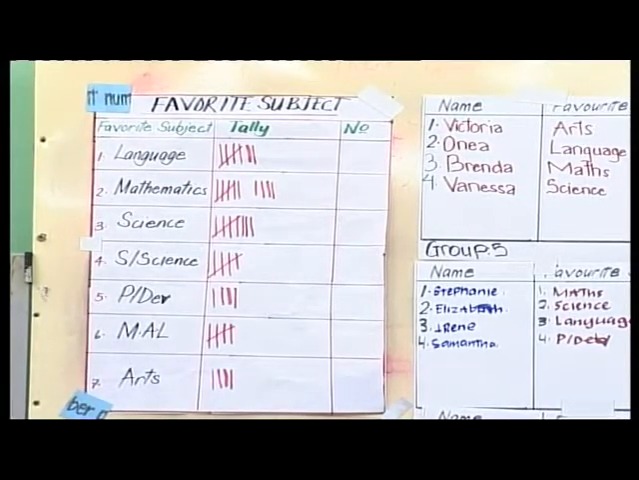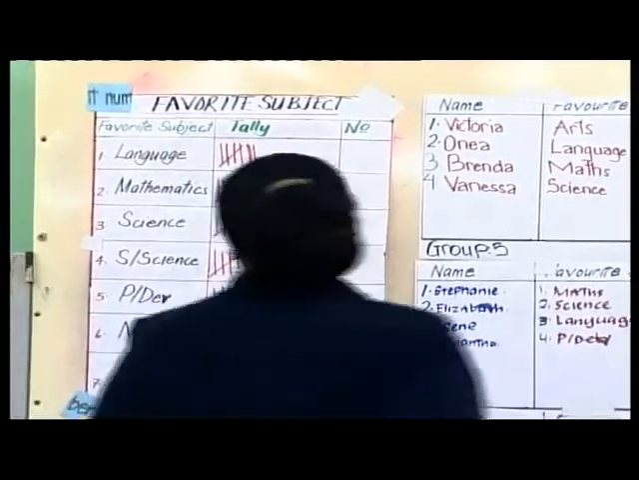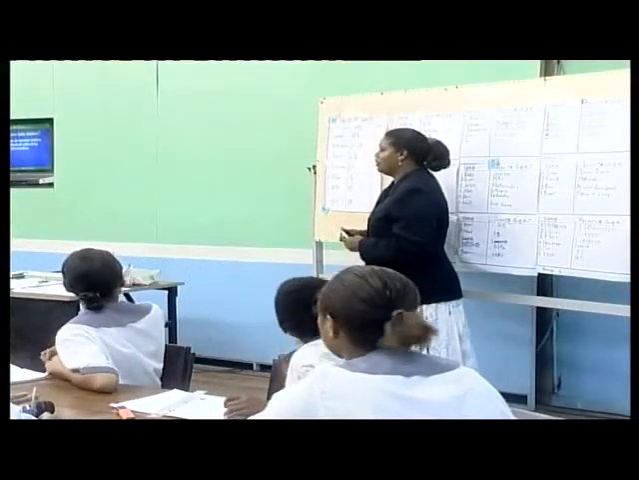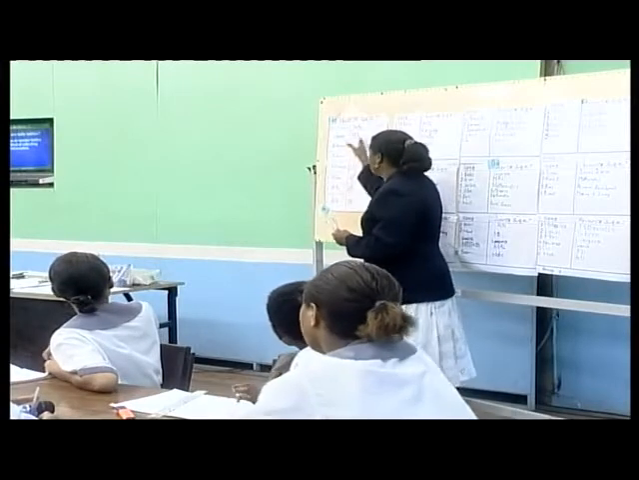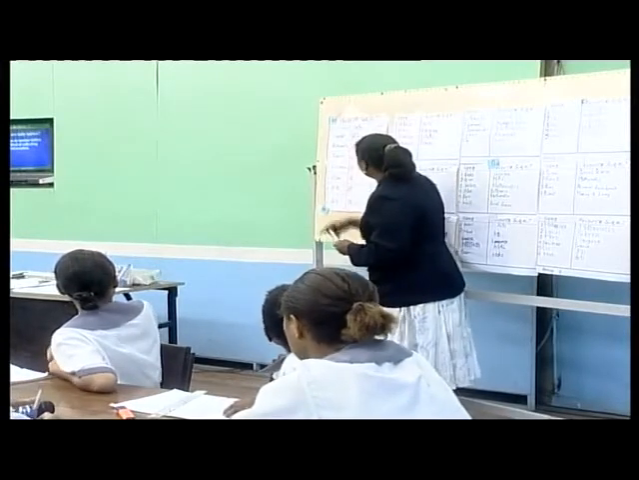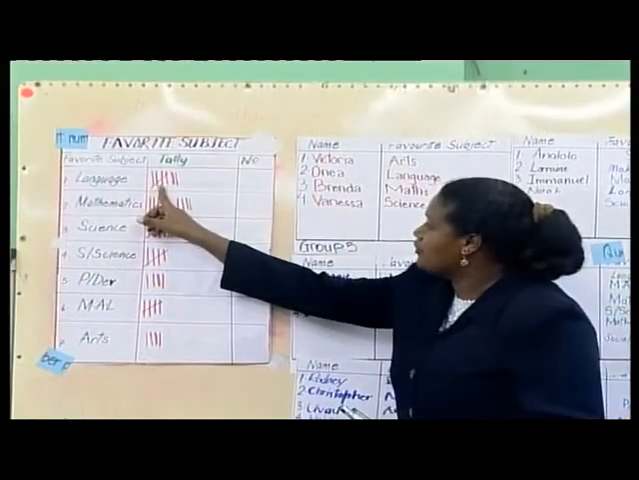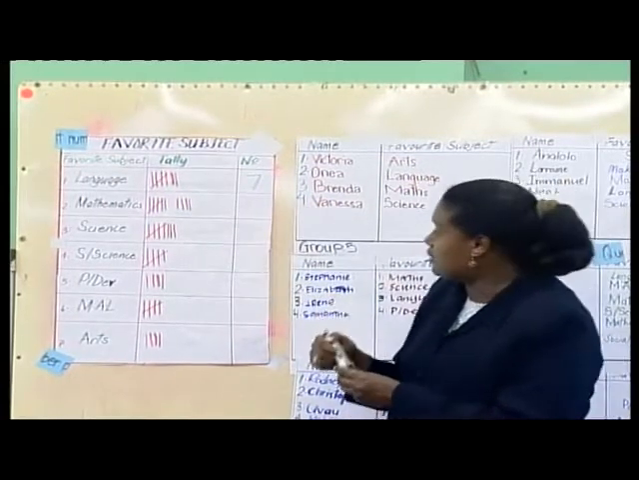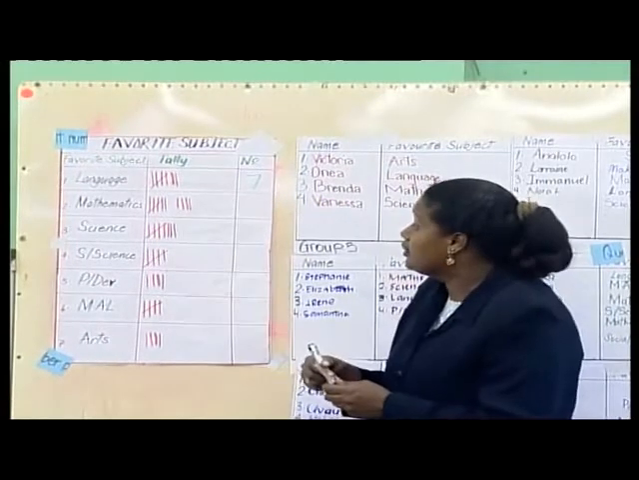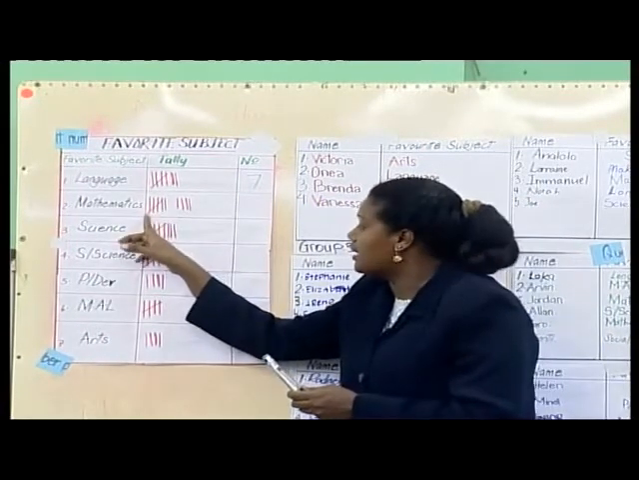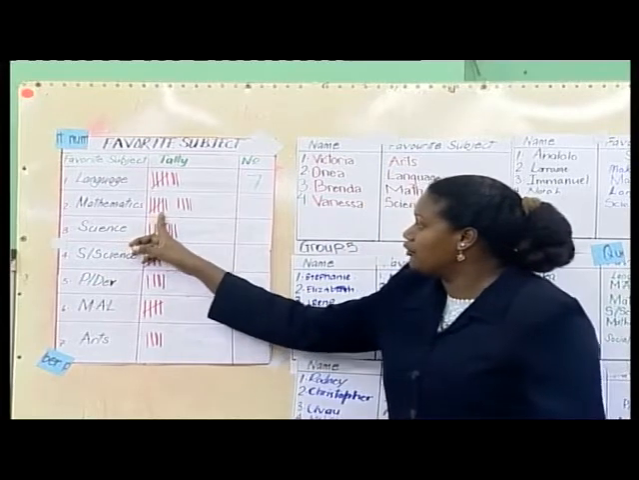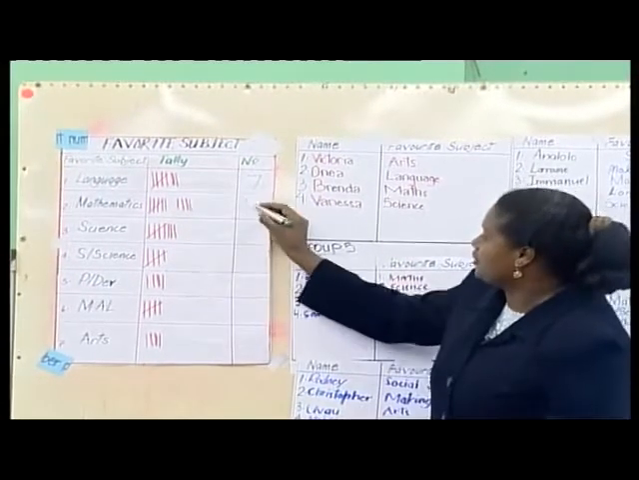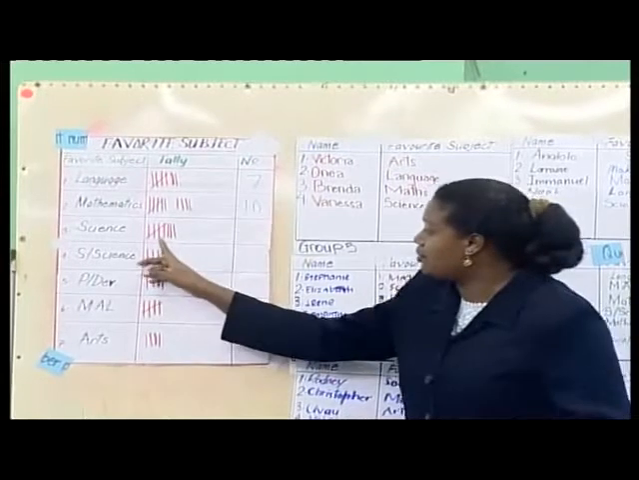Right. Now we're going to work together to get the total number from the tally. How many strokes are there? We have, this is 1, 2, 3, 4, 5, 7. The next one we have, let's count: 1, 2, 3, 4, 5, 6, 7, 8, 9, 10. Science, how many students love science?